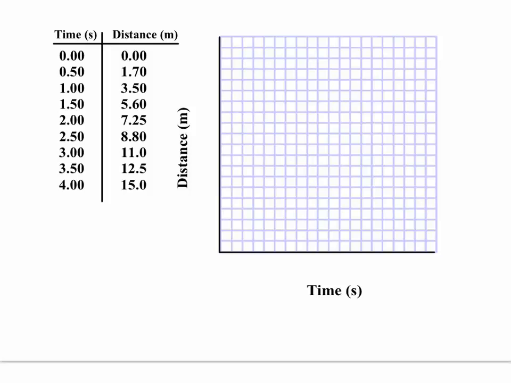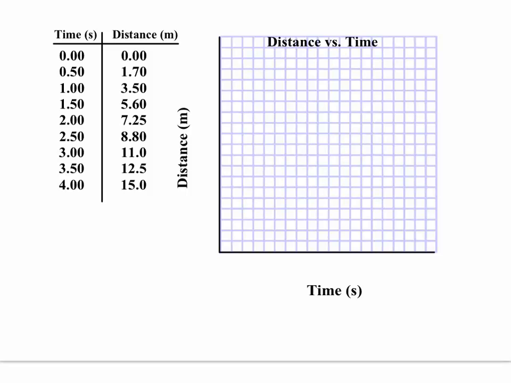Now, any graph that you make in physics will need a title. When we title our graphs, we follow a format. The format that we're following is whatever we plot on the vertical axis versus whatever we put on the horizontal axis. So, because we've got a distance and time graph, the title of our graph literally is distance versus time. And you'll always want to follow this convention.